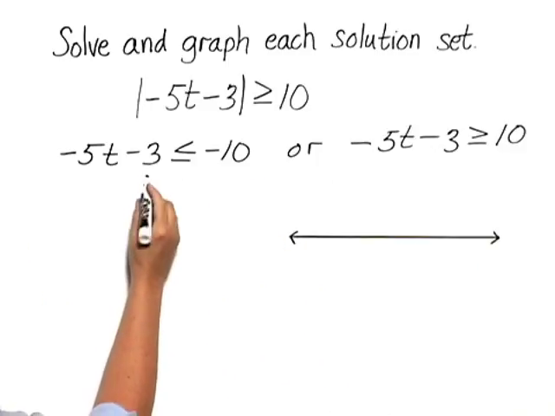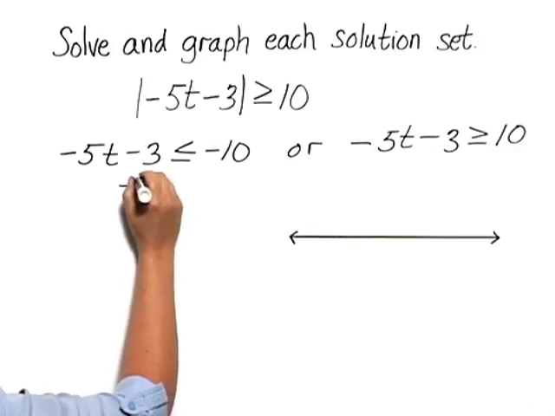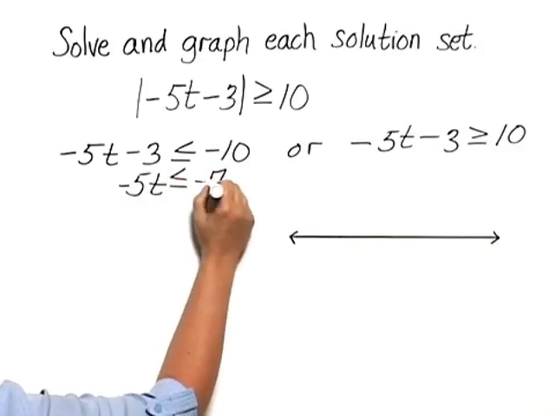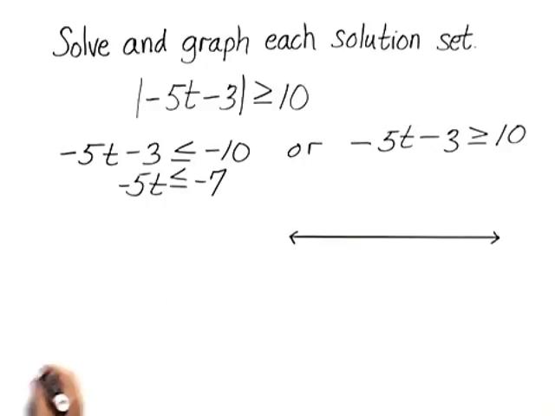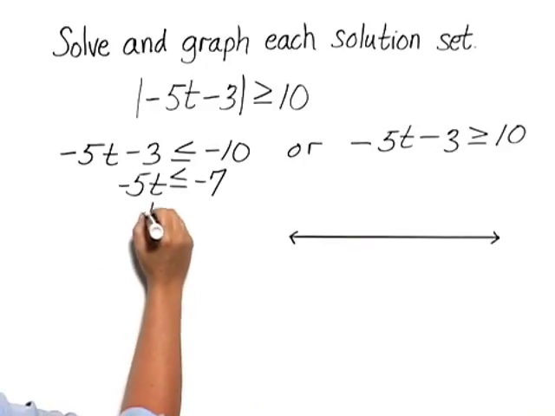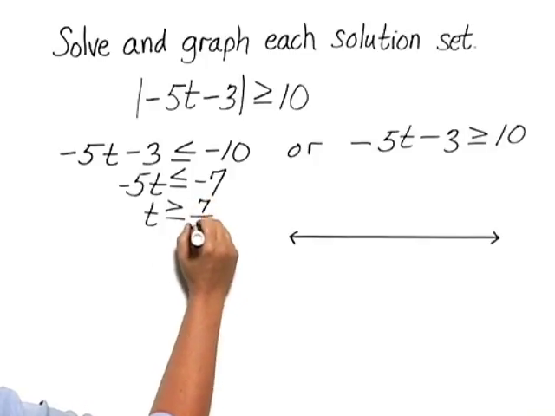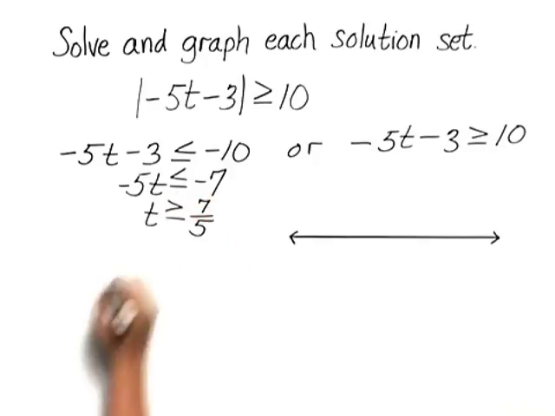Solving, we add 3 to both sides and we get negative 5t is less than or equal to negative 7. Dividing both sides by negative 5, we have t is greater than or equal to 7/5. And I had to change the direction of the inequality symbol.